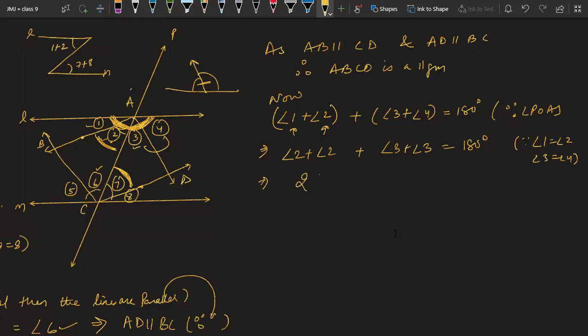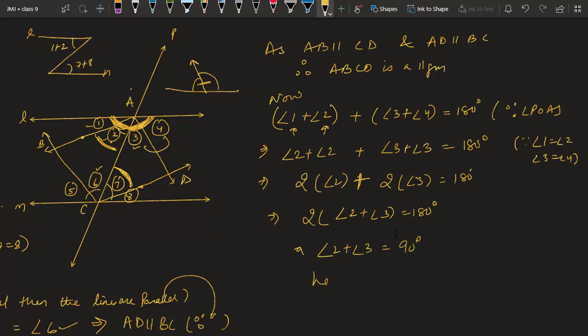Now we have got twice angle 2 plus twice angle 3 is equal to 180 degrees. 2 will be common, and we will have angle 2 plus angle 3 equal to 90 degrees, and finally we have proved this angle as 90 degrees. Hence ABCD is a rectangle. As we have proved, it is a parallelogram, and also having one angle equal to 90 degrees, it is a rectangle.